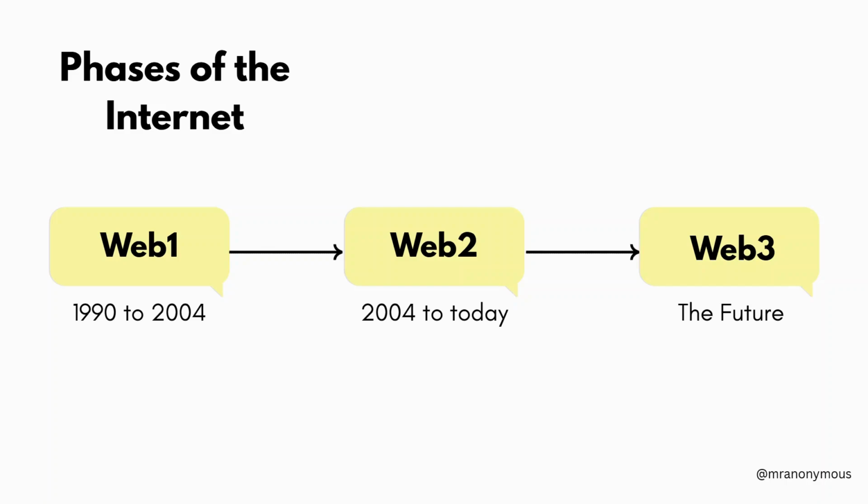Phases of the Internet. The Internet can be divided into three phases: Web 1, Web 2, and Web 3. Web 1 lasted from the 1990s to the 2000s. Then after 2000, a transition happened. Users started switching from Web 1 to Web 2. Web 2 is what you are experiencing now. The internet now is called Web 2. It is from 2004 until date. Web 3 is the future. Web 3 has started evolving and it's been under development. And in the future is Web 3.